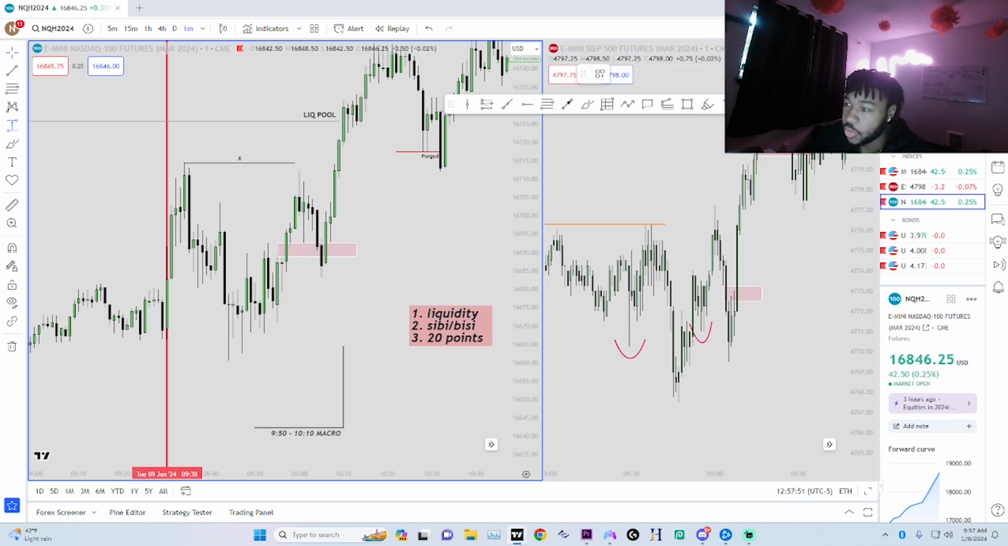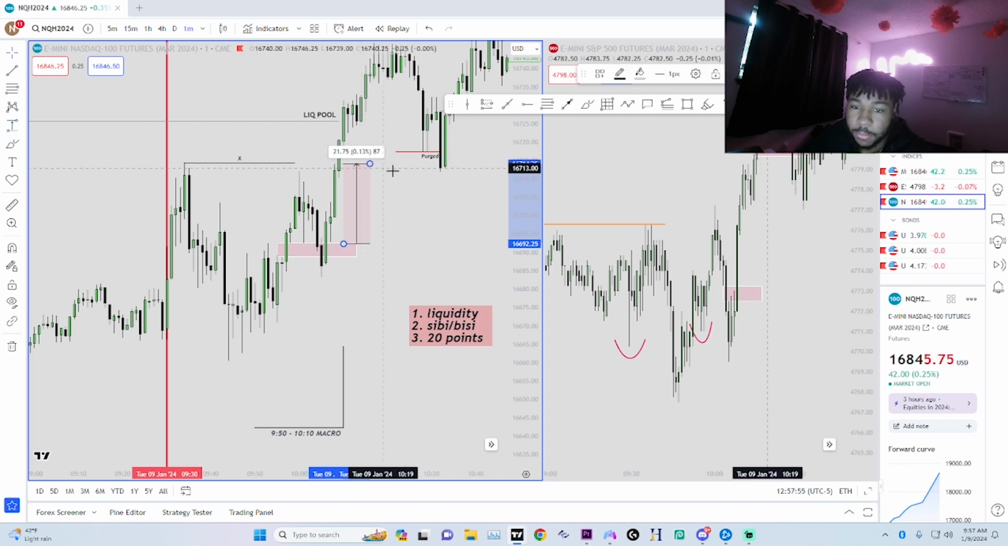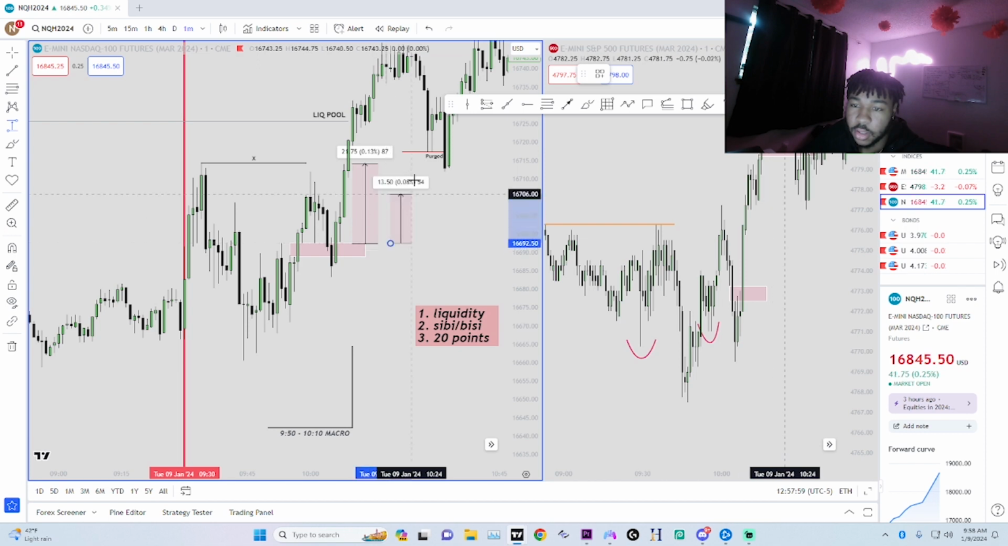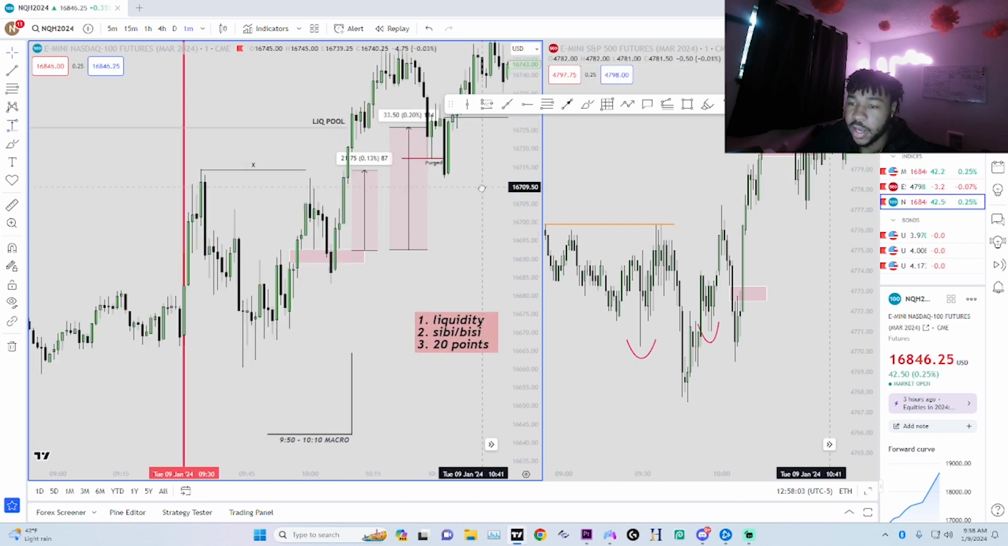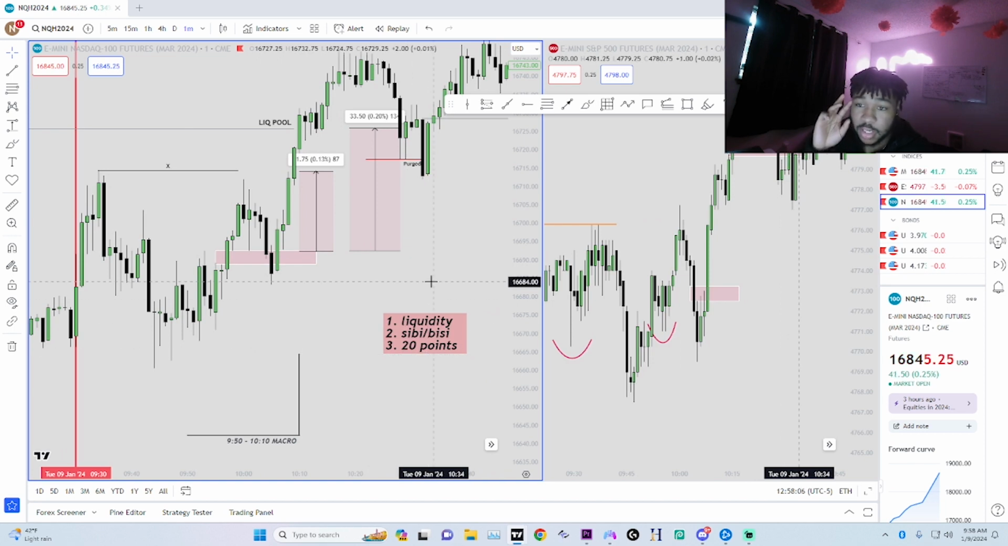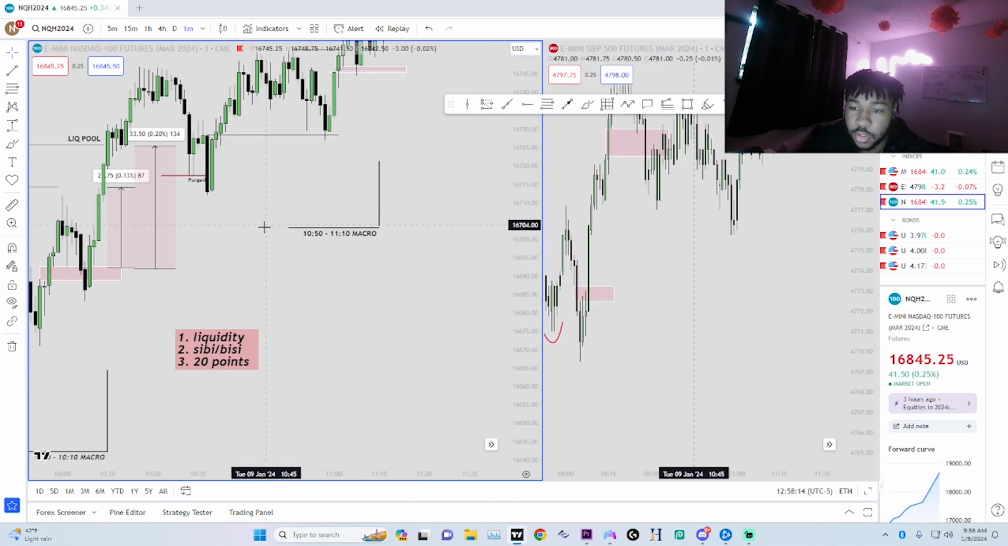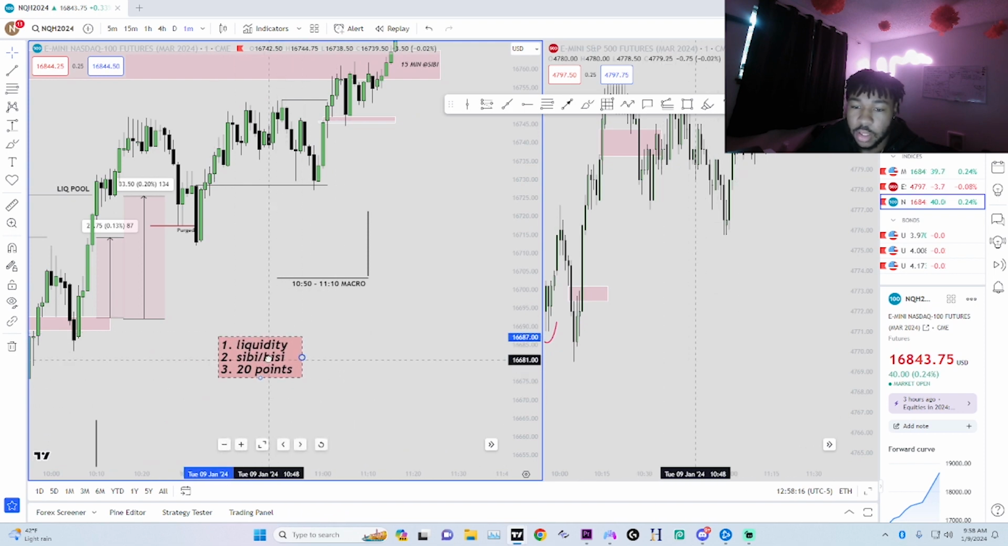And does it offer 20 points? Let's see. Yes, it does. Low hanging fruit, 20 points. Full terminus at the liquidity pool up there, almost 33. Let's do 33 and a half. So the 9:50 to 10:10 can offer a good 33 points. And yeah, that's it for the 9:50 macro. And let's move on to the 10:50 to 11:10 macro.